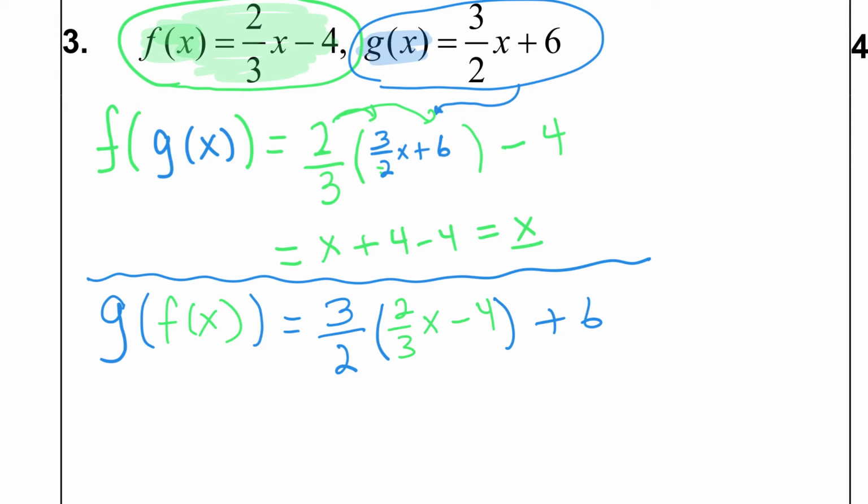Now what I'm going to do is work it out. You see the distributive property? You notice that you have a 3 in the numerator, 3 in the denominator. They cancel, and those cancel the 2's. You have a 2 in the numerator and 2 in the denominator. So you're left with x, and then 3/2, 3 times 4 is 12, divided by 2 is 6, so it's minus 6 plus 6, and guess what that becomes? X. So they are inverse of each other.